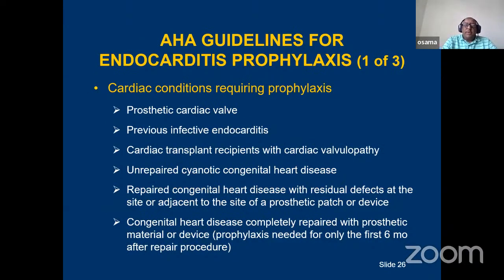American Heart Association guidelines for endocarditis prophylaxis. Cardiac conditions requiring prophylaxis: prosthetic cardiac valve, previous infective endocarditis, cardiac transplant recipient with cardiac valvulopathy, unrepaired cyanotic congenital heart disease, repaired congenital heart disease with residual defect at the site or adjacent to the site of prosthetic patch or device. Congenital heart disease completely repaired with prosthetic material or devices, prophylaxis needed for only the first 6 months after repair procedure.